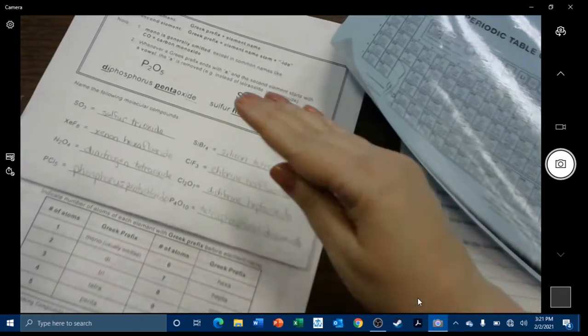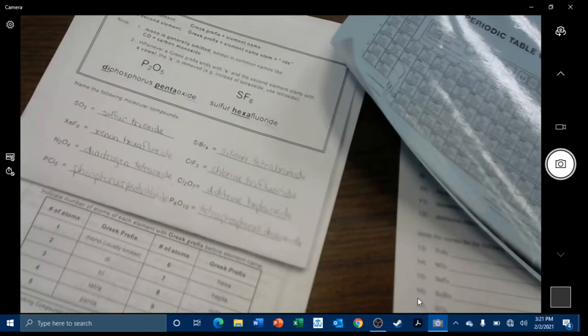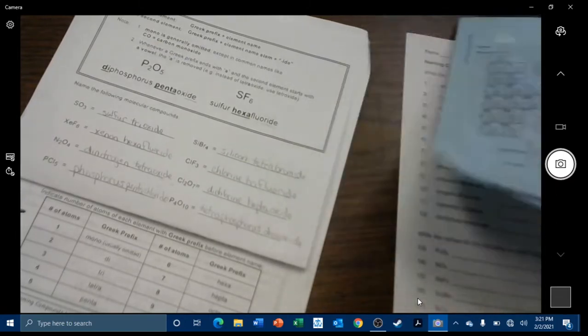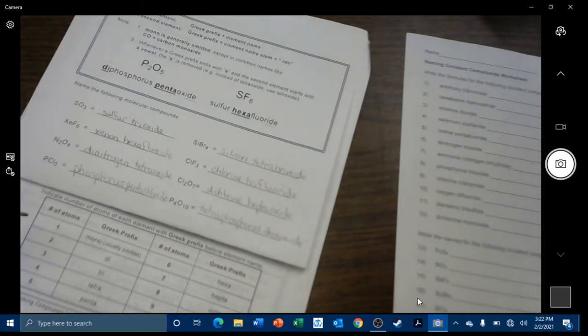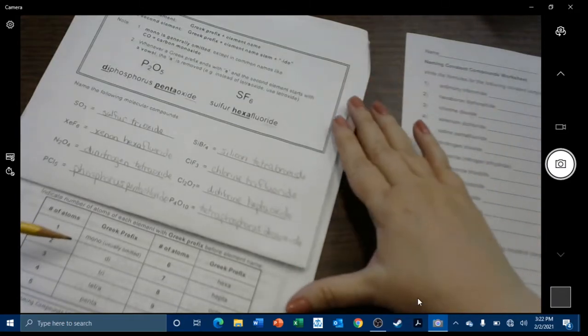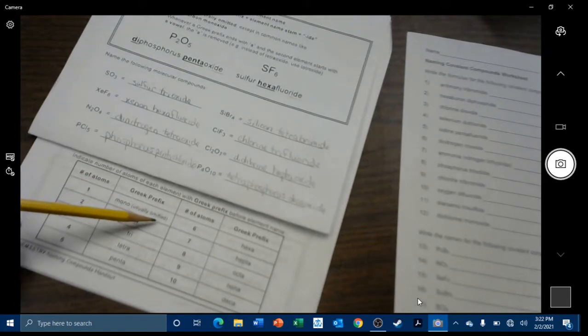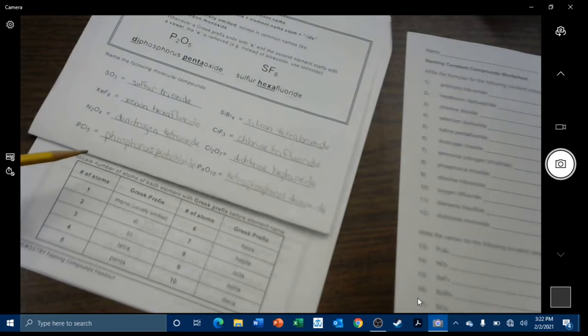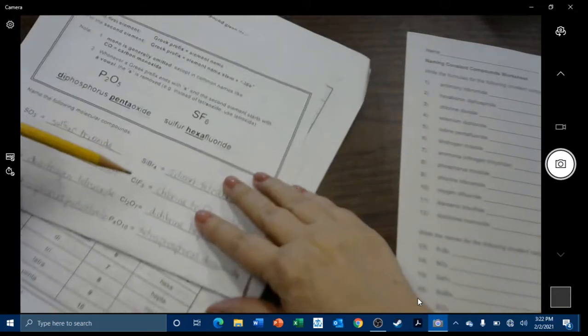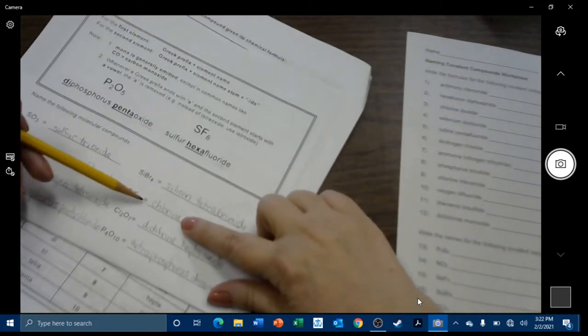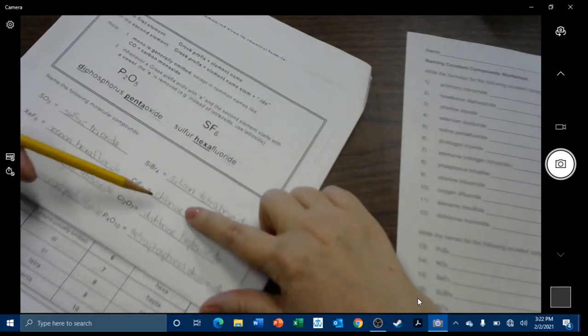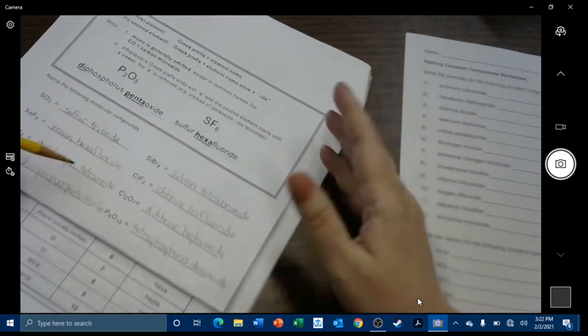Okay. Now there's just one more thing I wanted to show you before I let you go and let you do some problems. There's this thing right here that says mono. Mono is for one, and it's usually omitted. So there's just a couple of times that you're going to want to use it. You normally don't use it on the first word. Like up here it says silicon and chlorine. You're not going to use it on the first word, but you might use it on the second.